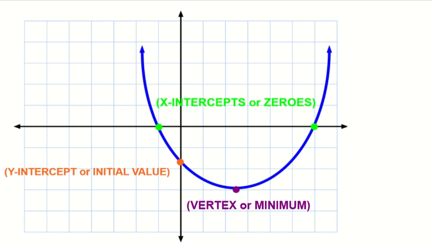If we have a smiley face, where it crosses the x-axis, they got two different names for that. They're either the x-intercepts, you don't see that one as often, or they are called the zeros. Basically, it's the value that makes the function equal to 0. Where it crosses the y-axis is, just like with linear functions, the y-intercept. It's also the initial value, the starting amount, all that stuff.